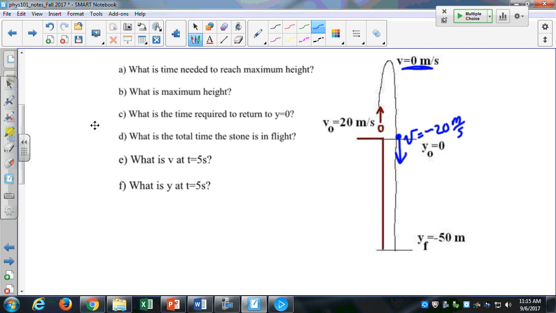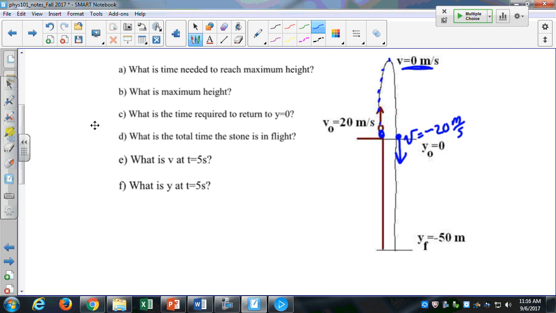Listen guys, get really good with this problem because we're going to see it again in chapter 3, but we're going to have it in 2 dimensions. And so it'll be a little bit more complicated, not a lot more complicated, but just a little bit more complicated. But if you get it now, it'll help you on this exam and it'll help you on exam 2. So the time required to reach maximum height, the time required to go from here up to here.